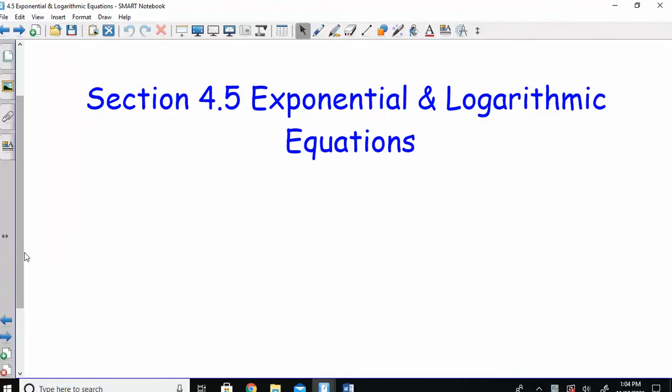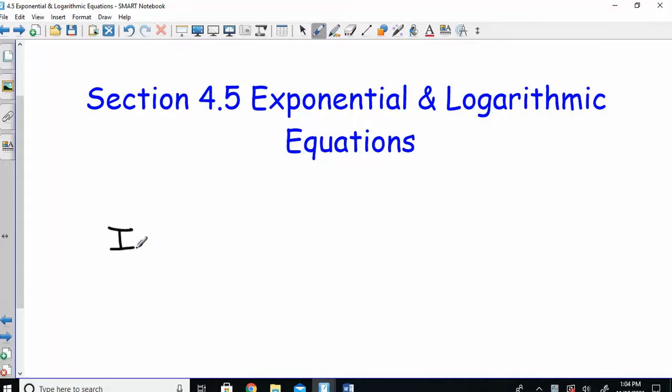So up until this point, what we've been doing is, if I gave you a log, you started out by changing it to exponential. What we will use now, we knew that once it was in an exponential, if we had a common base, we could drop the base.